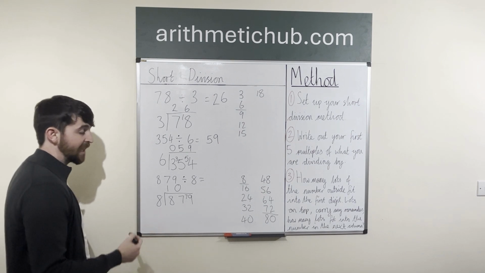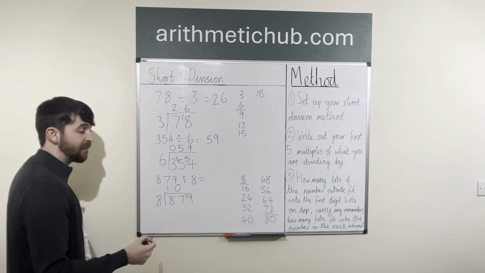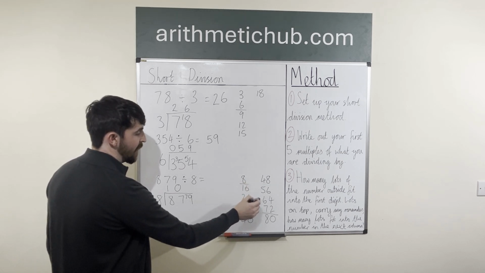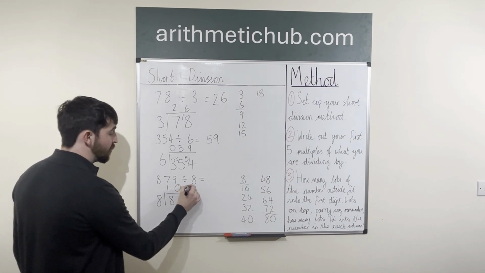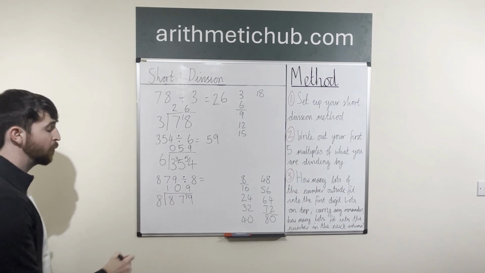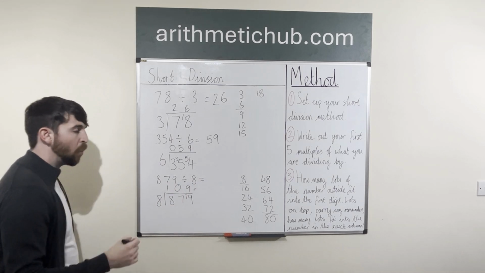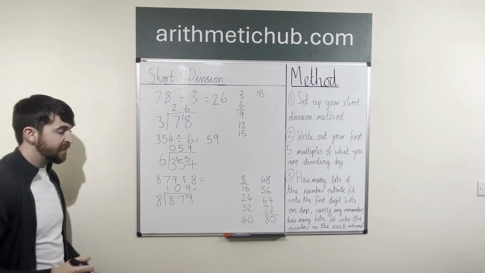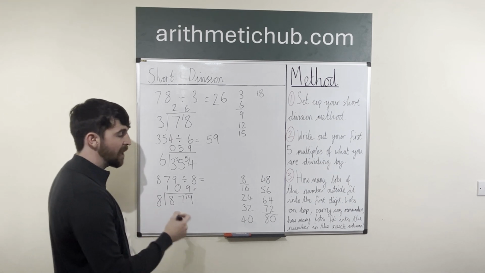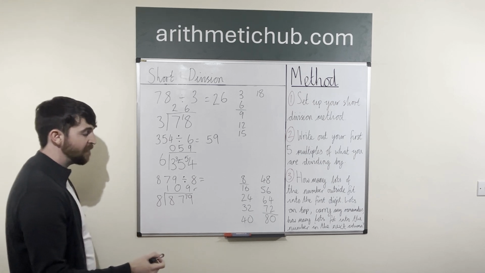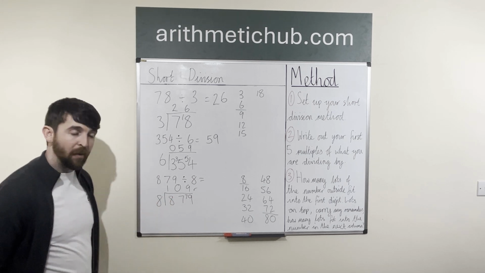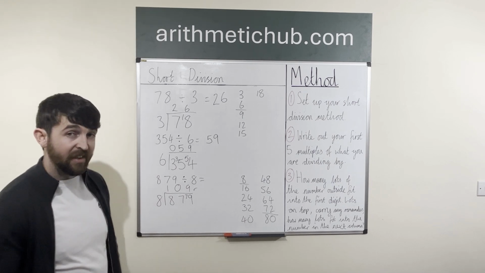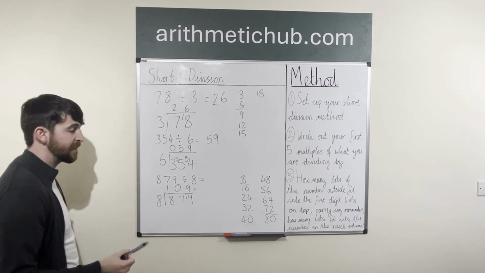So now I need to see how many lots of 8 go into 72. 1, 2, 3, 4, 5, 6, 7, 8, 9. 9 lots of 8 go into 72. But I didn't have 72, did I? I had 79. So what that means is I'm going to have a remainder. I stopped at 72. Now what I need to think of is what do I have to add to 72 where I've stopped to get to 79.